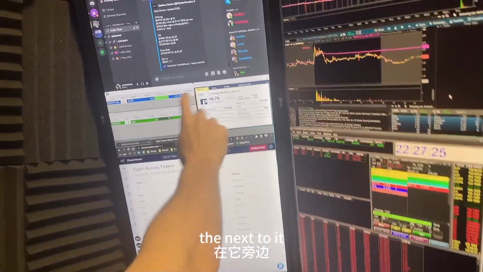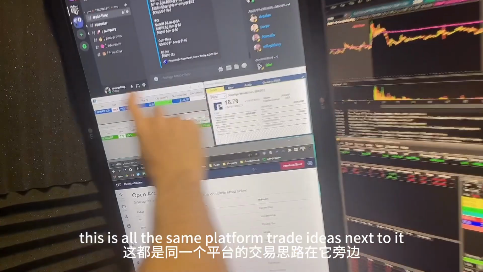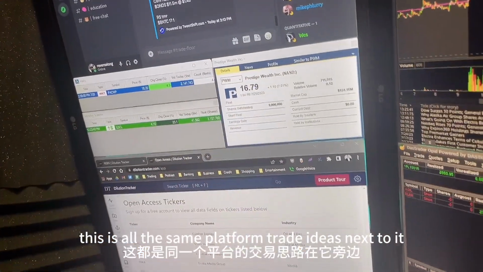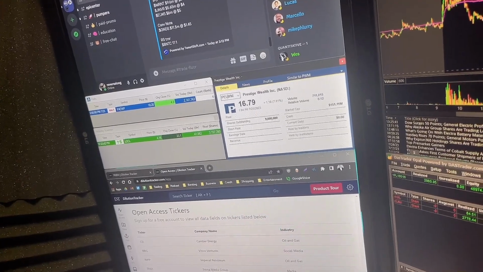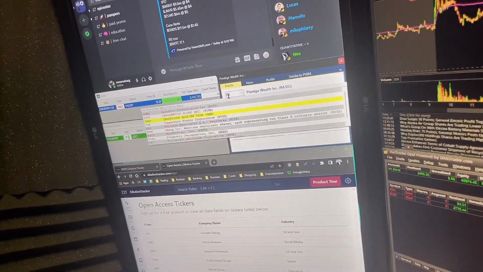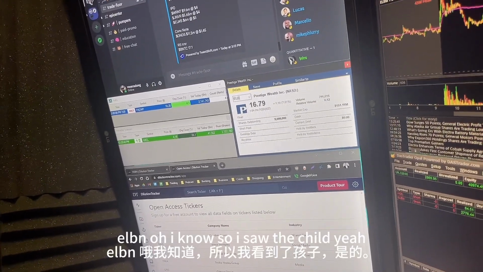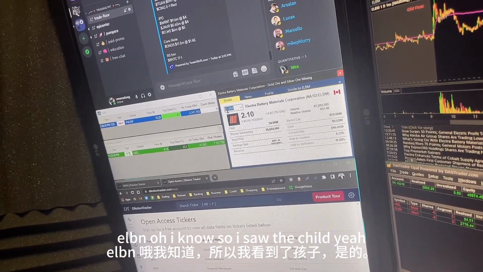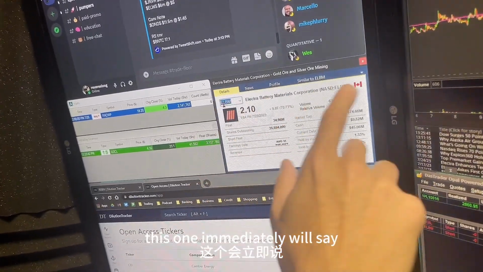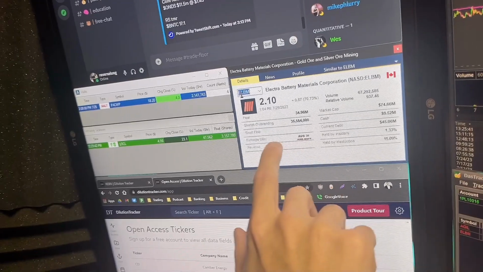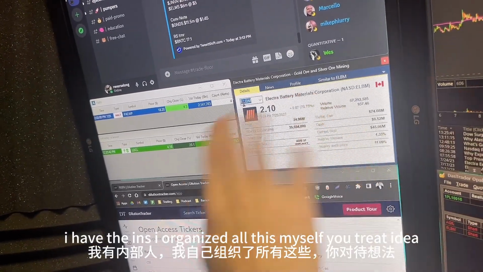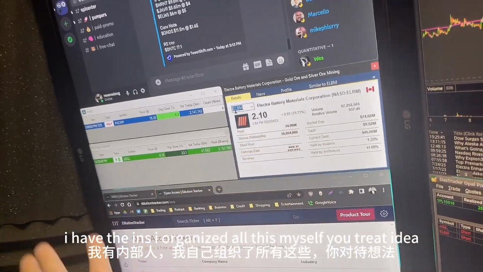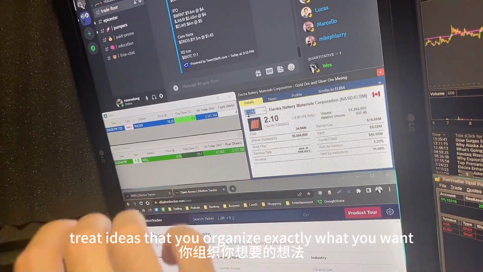And next to it, this is all the same platform, Trade Ideas. For example, I traded this one today, ELBN. Oh, I know, I saw the chart. Yeah, so this one immediately will say, okay, it's Canadian. This is very important, foreign. I organized all this myself, because Trade Ideas lets you organize exactly what you want.